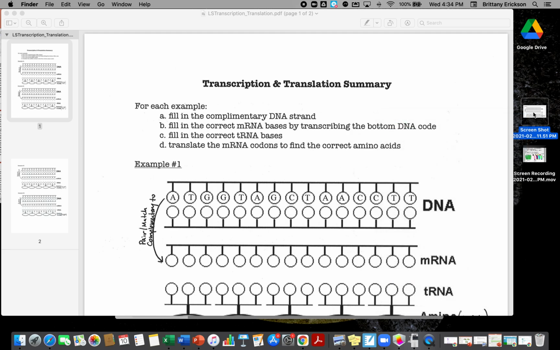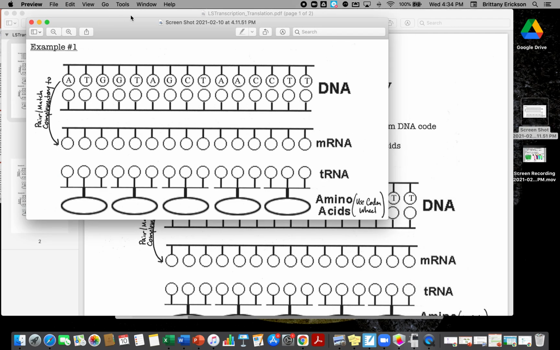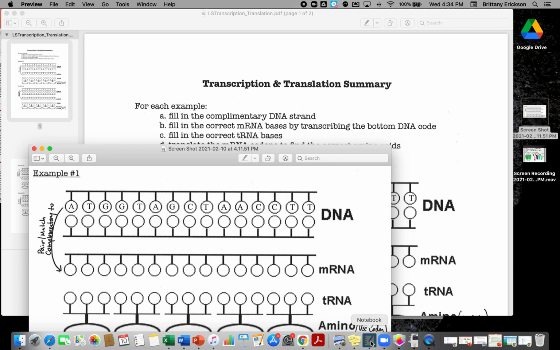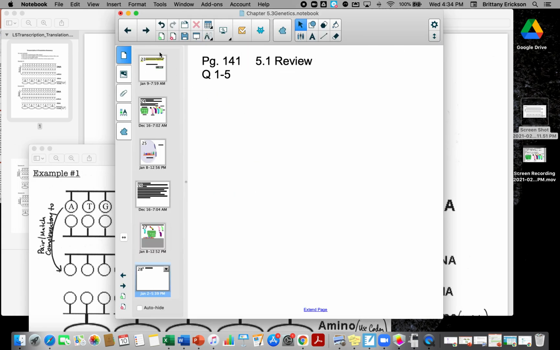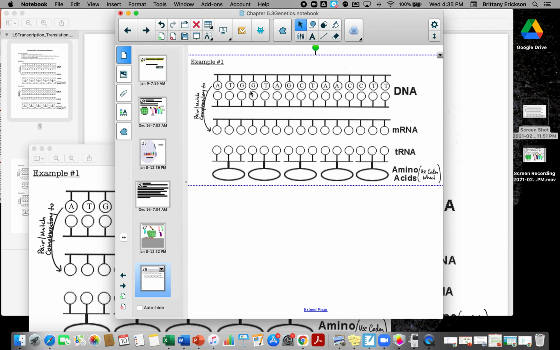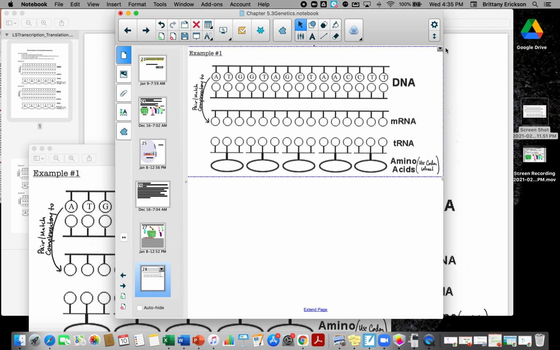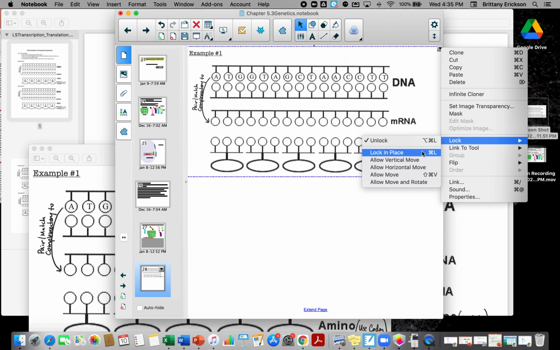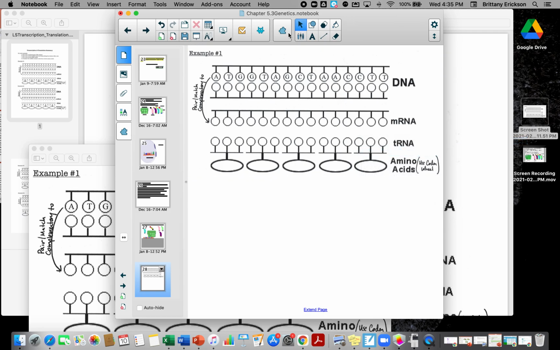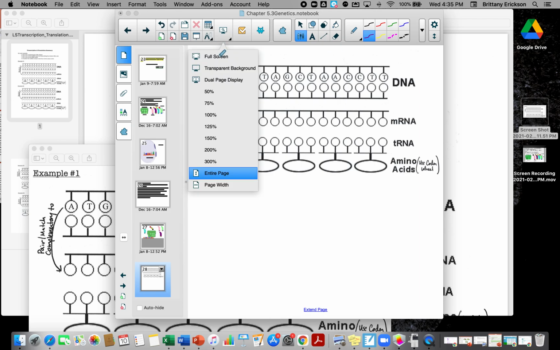Okay, I'm going to copy this and put it into the notebook here so I can write and do it with you. Nice. I'm going to lock it in place. Okay, get a pen. Purple is fine with me. Here we go.